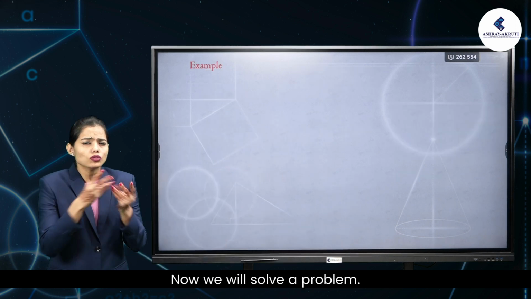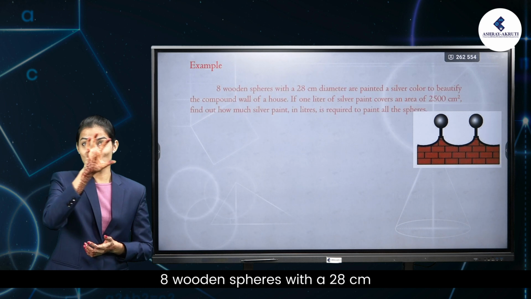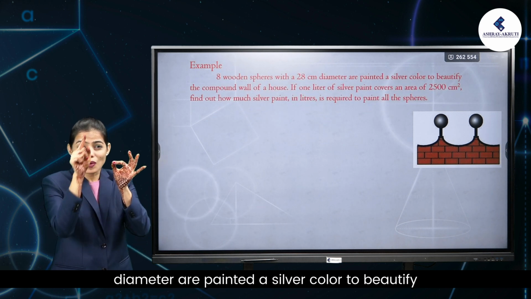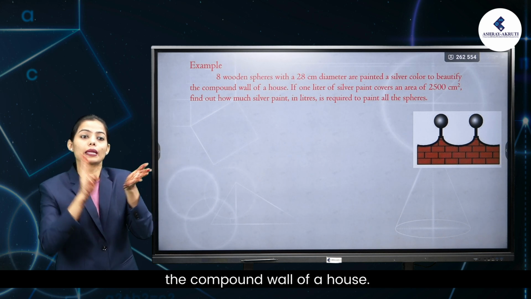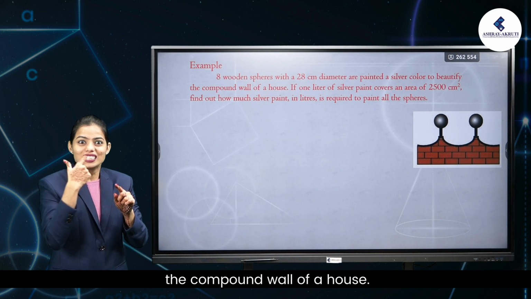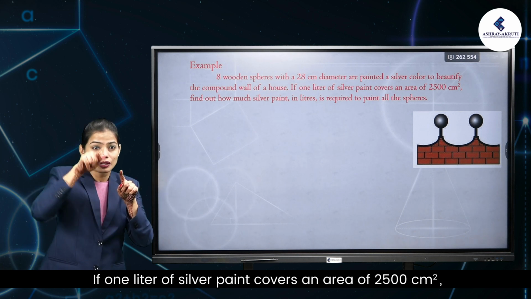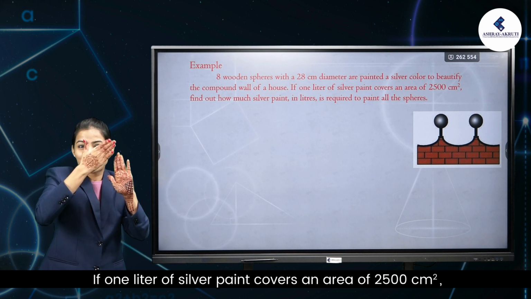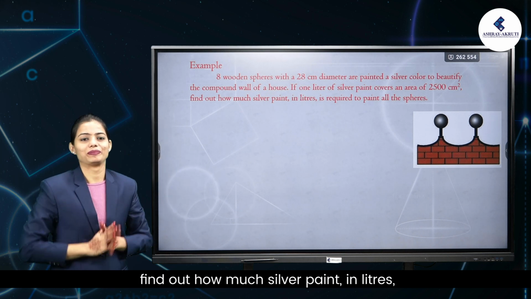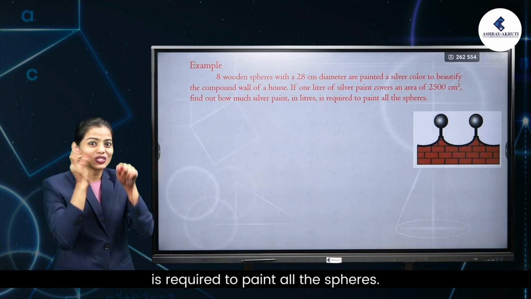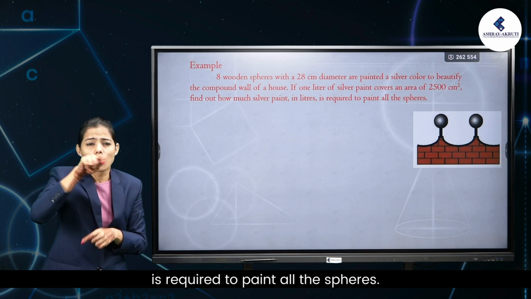Now, we will solve a problem. 8 wooden spheres with a 28 cm diameter are painted a silver color to beautify the compound wall of a house. If 1 liter of silver paint covers an area of 2500 cm², find out how much silver paint in liters is required to paint all these spheres.